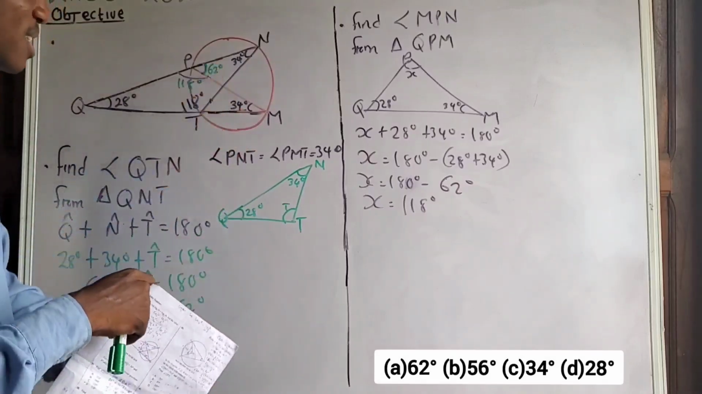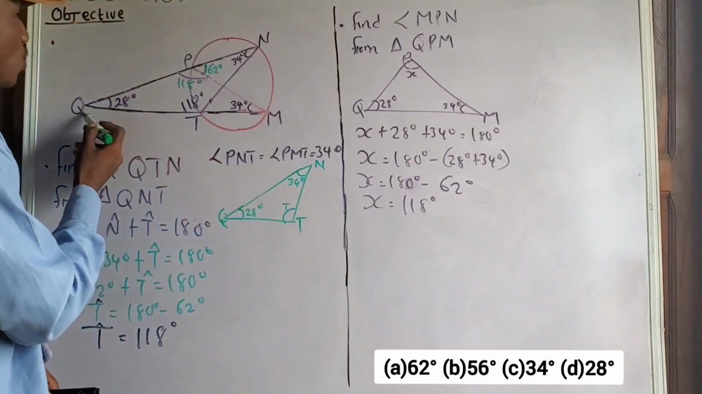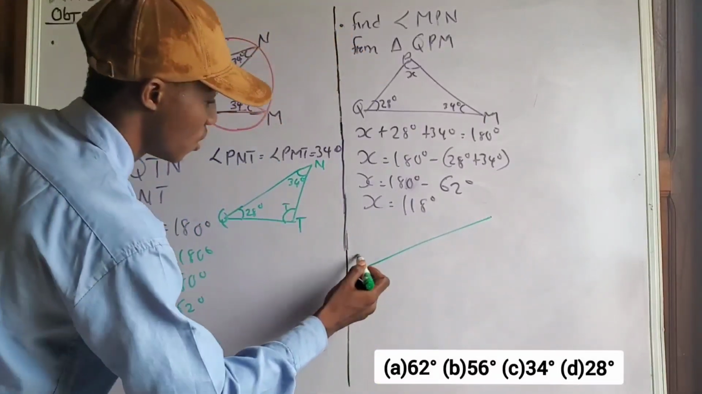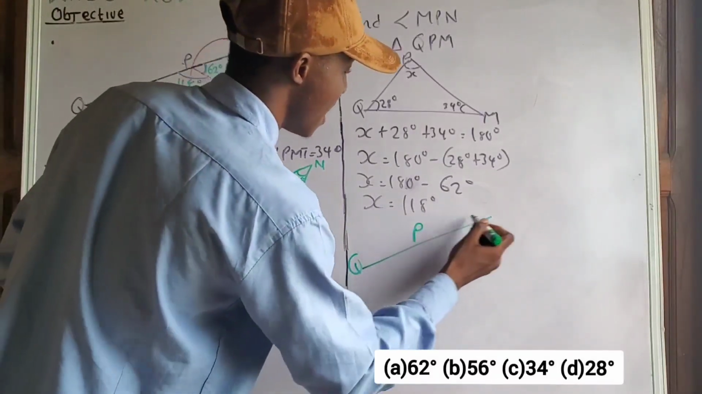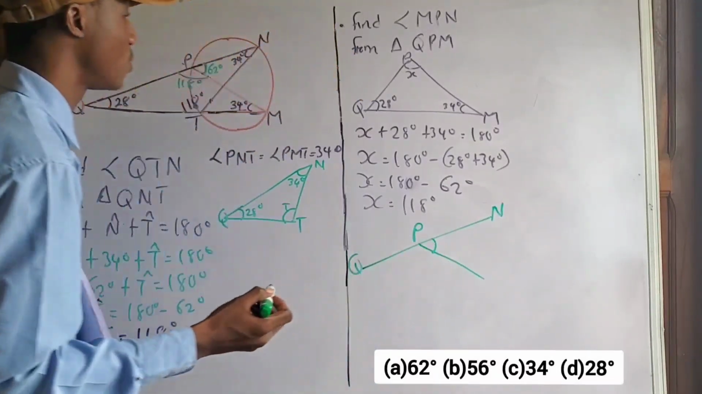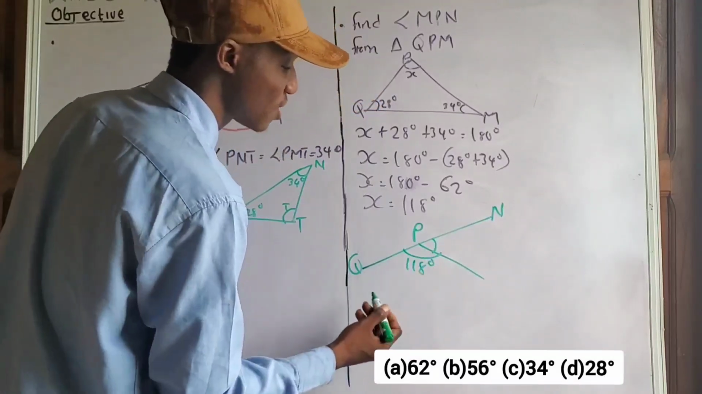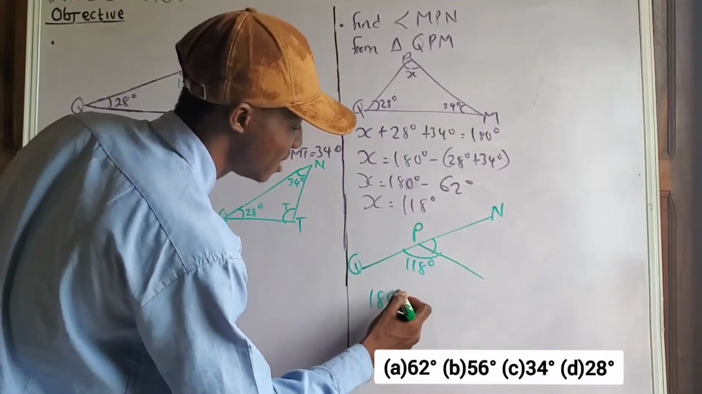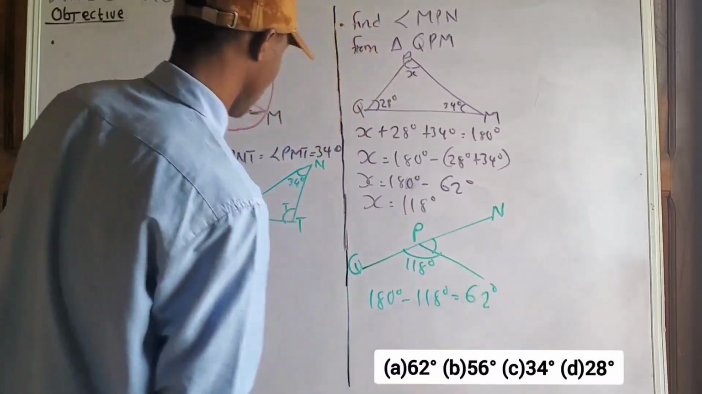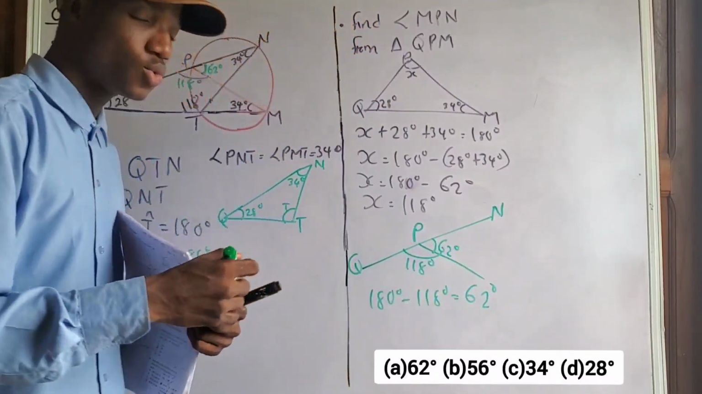Now, to get this smallest angle, I just use the sum of angles on a straight line. You understand? Because QPN is a straight line, and we have a line drawn like this. This is the angle that I'm looking for, and this angle is what? 118 degrees. So to get this smallest angle here, I just have to subtract 180 degrees minus 118 degrees. That is what? 62 degrees. Do you understand? So the smallest angle that is here is 62 degrees.